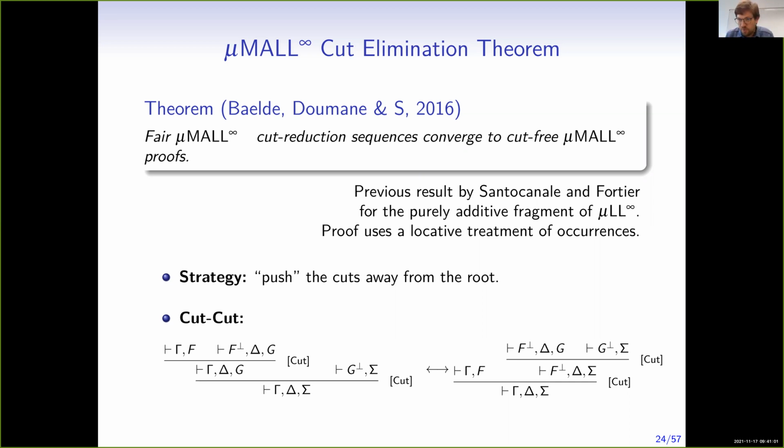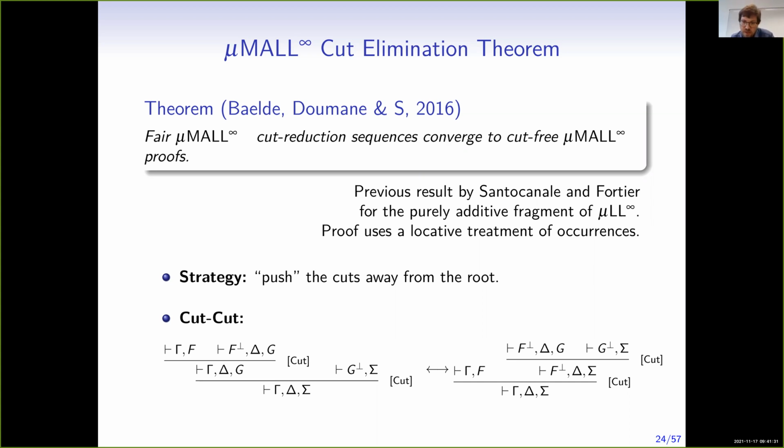Our strategy will be to push cuts up from the cut and dig them deep in the proof tree, where they have the lowest weight possible, and therefore we can have convergence. So in our cut elimination strategy, we may have just a little issue with some rules about the cut commutation. Because on an infinite branch, we might encounter infinitely many cuts.